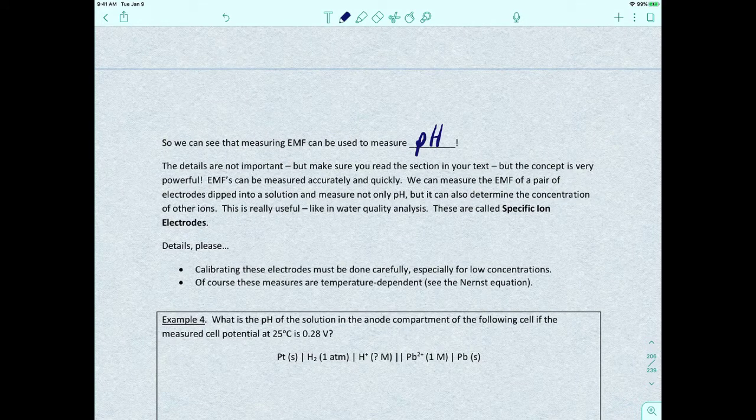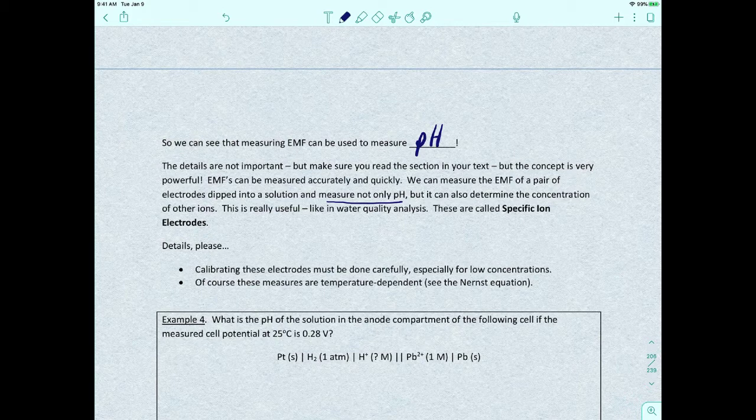EMFs can be measured accurately and quickly, and we can measure the EMF of a pair of electrodes dipped into a solution and measure not only the pH, but it can also determine the concentration of other ions. And this is really useful, like in water analysis. These are called specific ion electrodes.